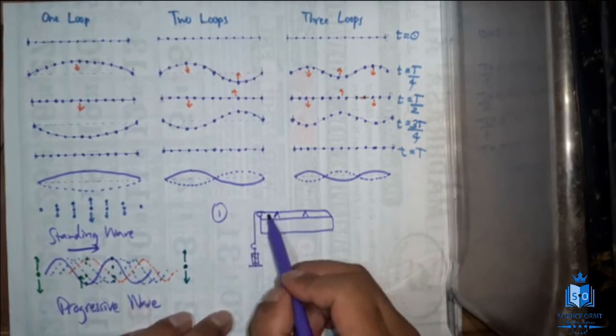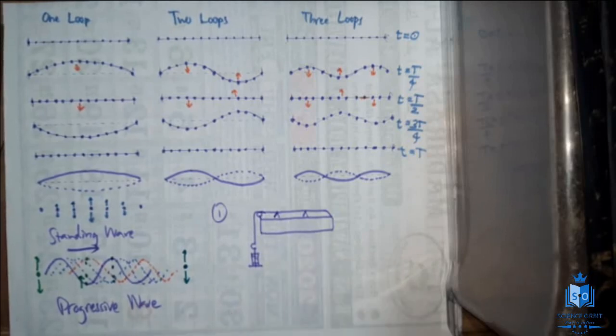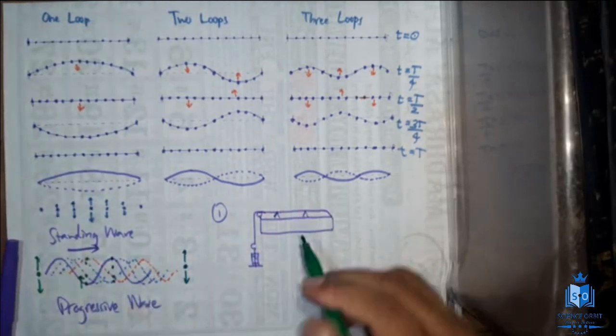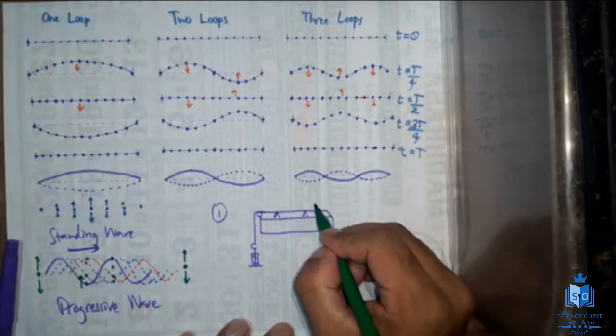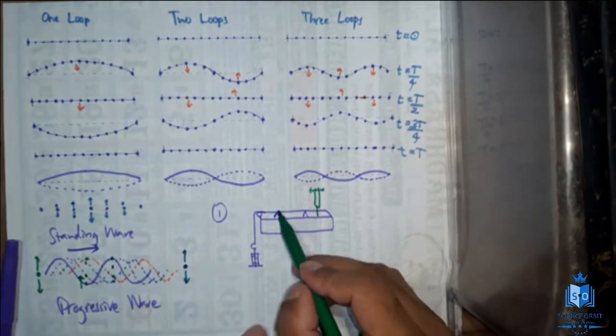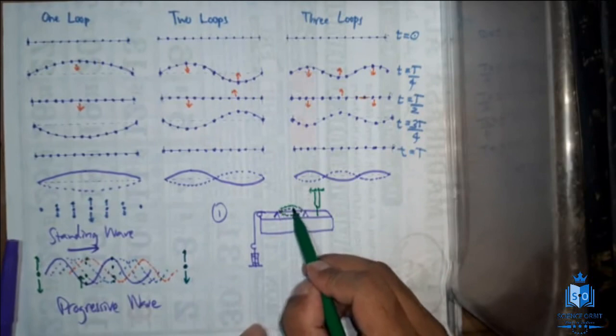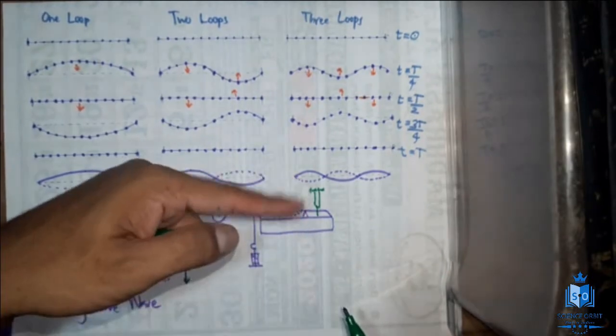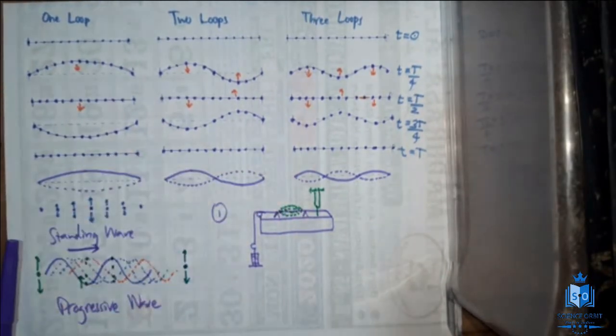Now this string is taut, and then we use a vibrating instrument called a tuning fork, and we place it on the sonometer box. This tuning fork will be vibrating like this. When the tuning fork vibrates on the string, you can see a standing wave being formed like this. That is one example of a standing wave.